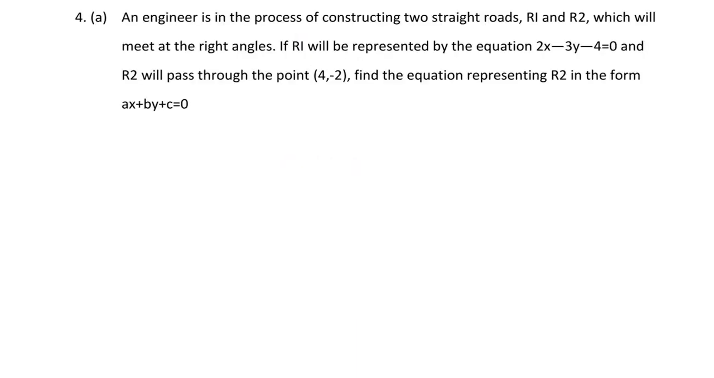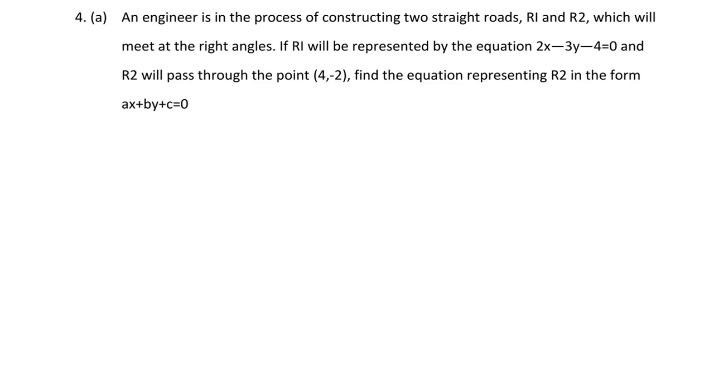Question number 4, part A. An engineer is in the process of constructing two straight roads, R1 and R2, which will meet at right angles. If R1 is represented by the equation 2x minus 3y minus 4 equals 0, and R2 will be passing through the point (4, -2), we are supposed to find the equation representing R2 in the form ax plus by plus c equals 0.